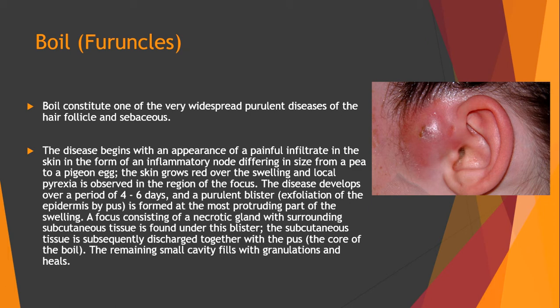The disease develops over a period of 4 to 6 days, and a purulent blister, exfoliation of the epidermis by pus, is formed at the most protruding part of the swelling. A focus consisting of a necrotic gland with surrounding subcutaneous tissue is found under this blister. The necrotic tissue is subsequently discharged together with the pus, the core of the boil. The remaining small cavity fills with granulations and heals.